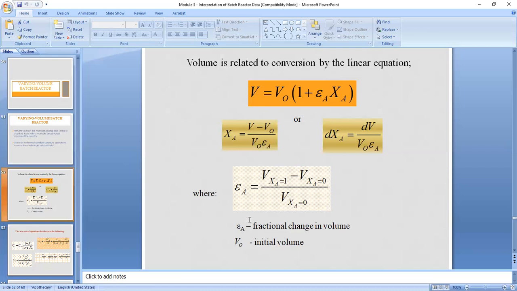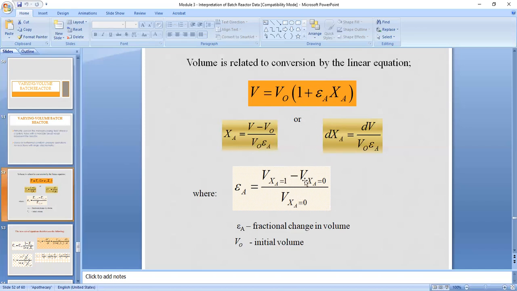Okay, so you will have this formula to take note of. I'd like to emphasize you'll be needing this formula, and so is this formula here for the linear relationship between volume and conversion. Anyhow, the two formulas below the volume in terms of conversion equation are just derived from it. So you just need to take note of these two equations here.